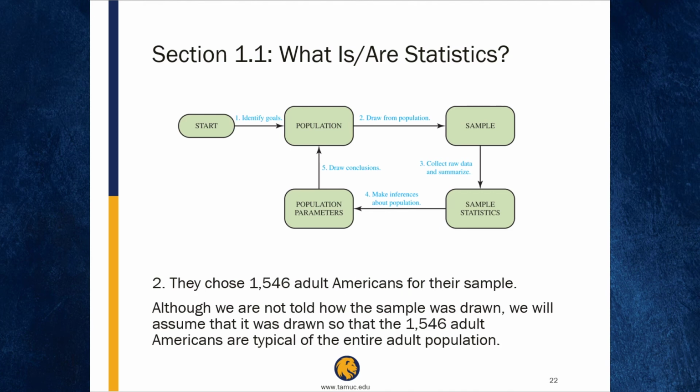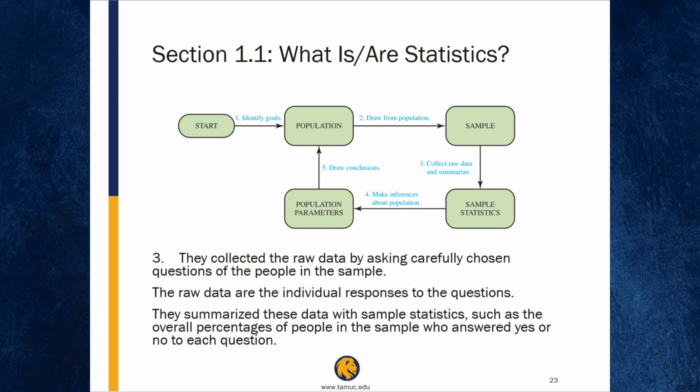And so they chose 1,546 for their sample. And although we're not told how the sample was drawn, for now we're going to assume that they selected these 1,546 adult Americans in a way that they would be typical of the entire adult population. And so from there, they collected raw data by asking carefully chosen questions of the people in the sample. The raw data are the individual responses to the questions.